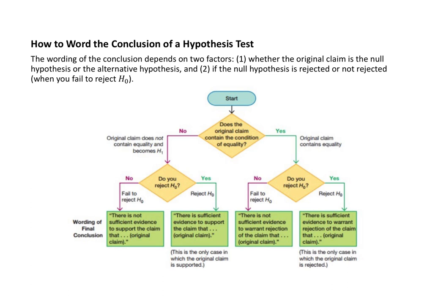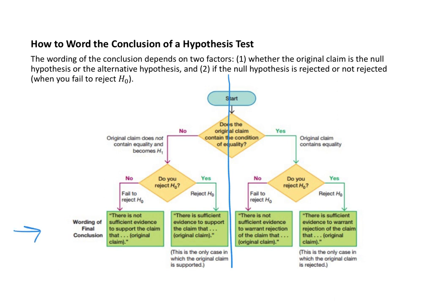When we do a hypothesis test, the last step is to write our conclusion and address the original claim. How you word the conclusion depends on two things. The first is whether the original claim is the null hypothesis or the alternative hypothesis. The second is whether the null hypothesis is rejected or not rejected. So what decision do we make about the null hypothesis? That's the second factor. We can follow this flow chart to help us with the wording.